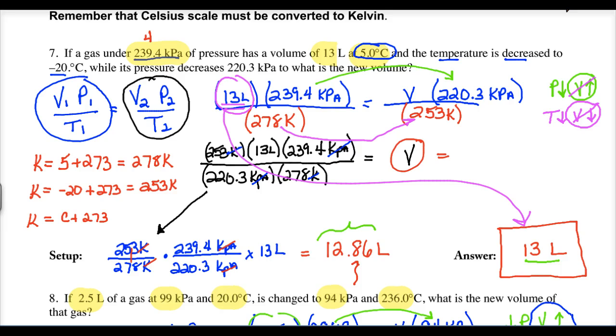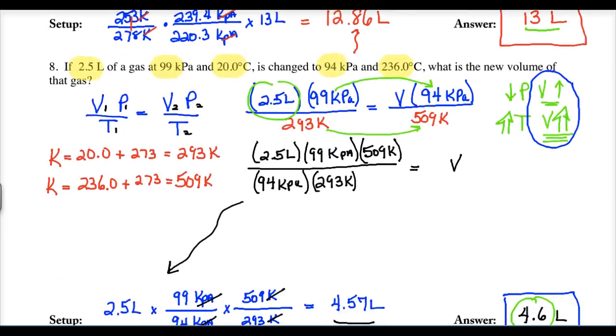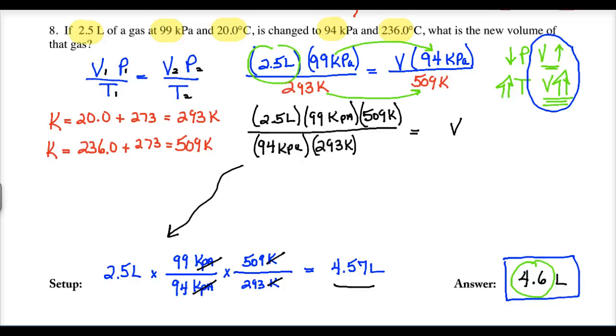So this is the combined gas law formula. You've been working with it for every single problem, except if you get all the variables, you're not crossing out anything, and you're going to solve the exact same way. You're just going to have more numbers involved, but everything else is the same.